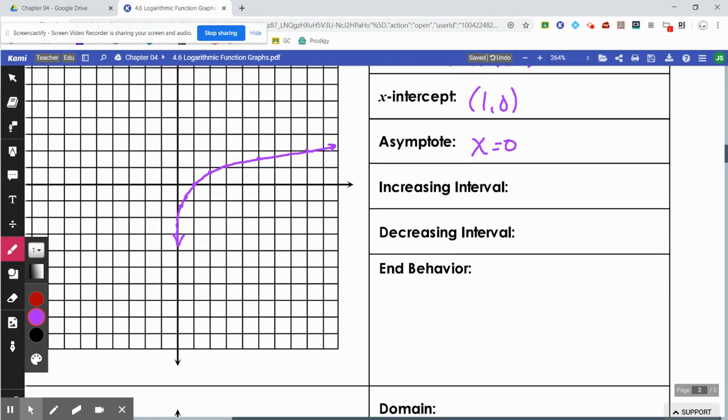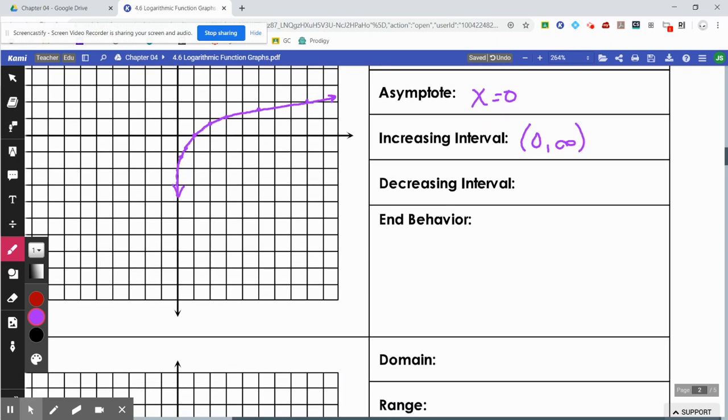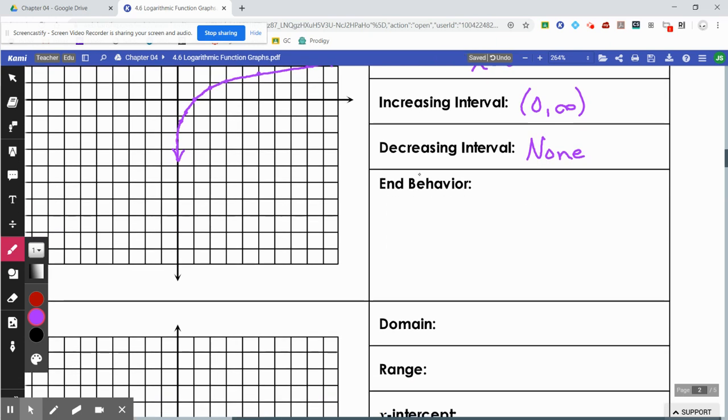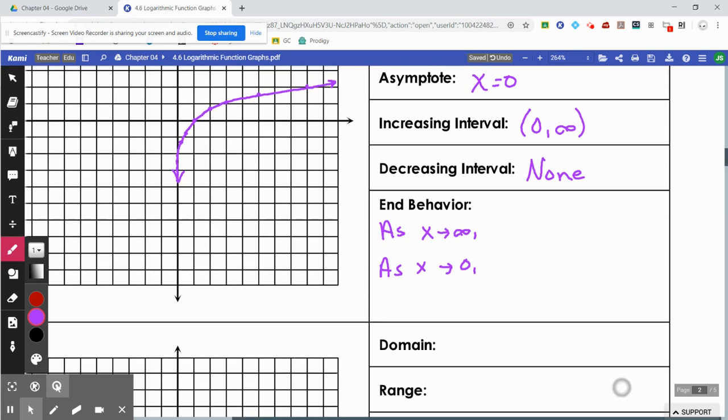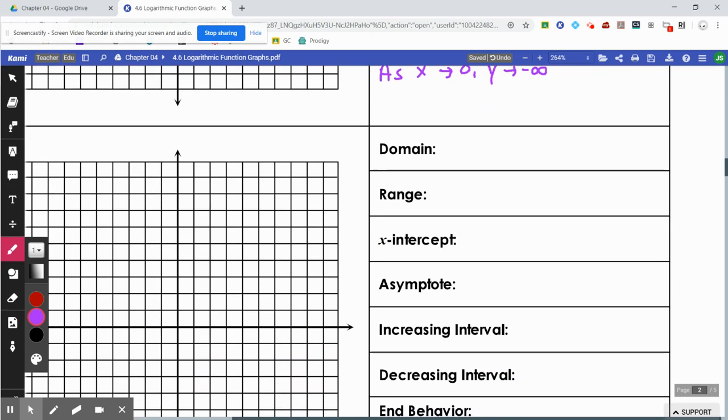Your increasing interval: it increases the entire life of the graph, and that would be from 0 to infinity. Therefore, it never decreases. The end behavior, as we travel to the right on our graph, is going uphill, so y would approach infinity. As we travel closer and closer to 0, moving to the left, our y value goes down to negative infinity.